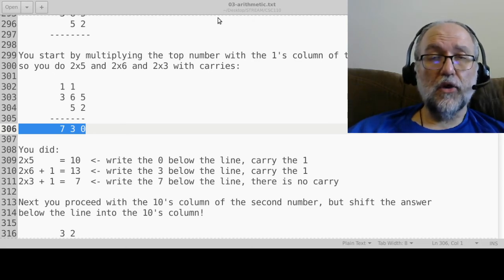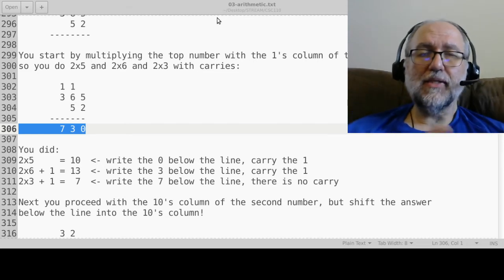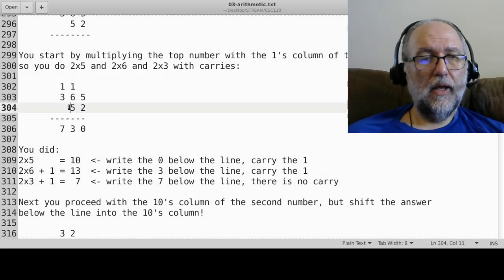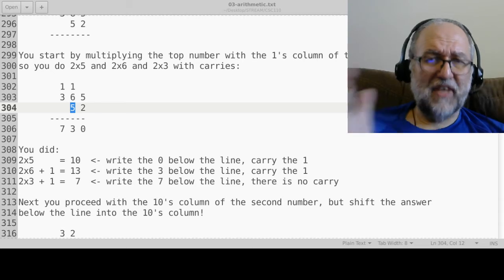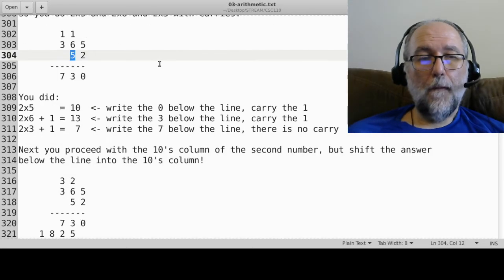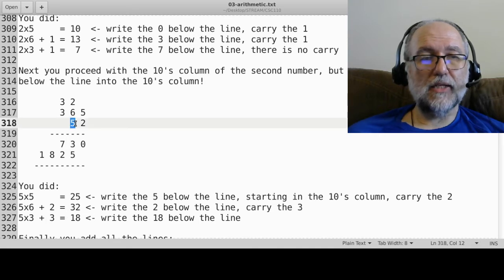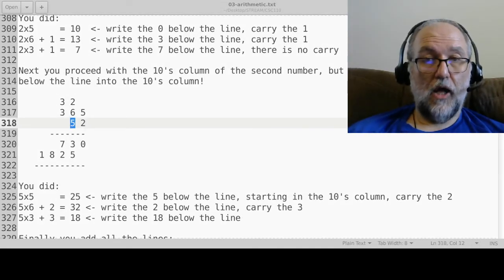The next thing you're going to do is add in 365 times 50. Why 50? Because that 5 is in the tens column. Now, we don't always think of it as 50, but it is. It's 50 because it's 5 tens. It's a 5 in the tens column. You're going to do the same procedure, but because you're doing it in the tens column, everything below the line gets shifted over starting from the tens column.